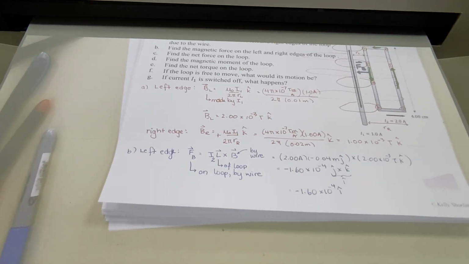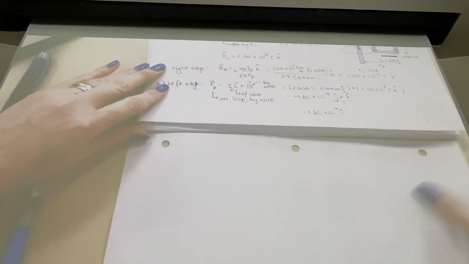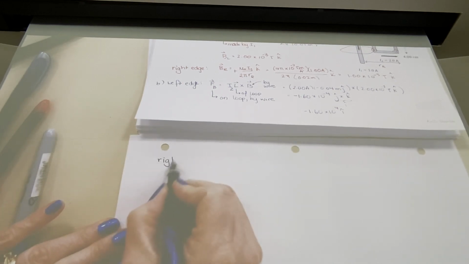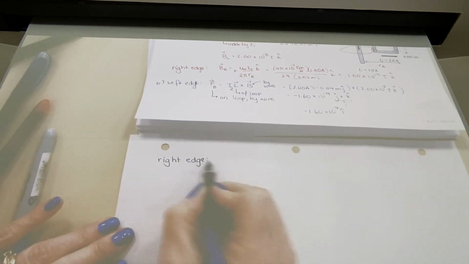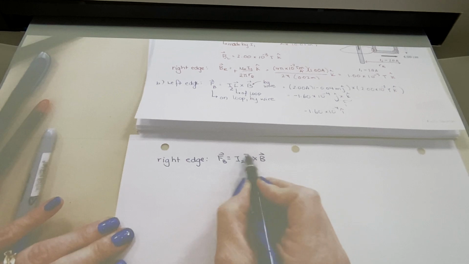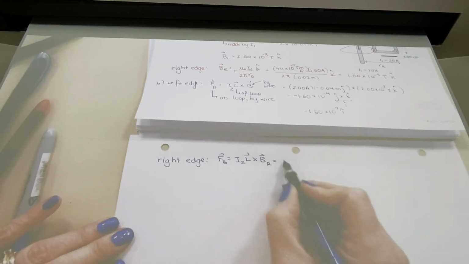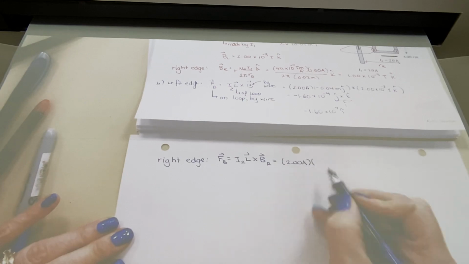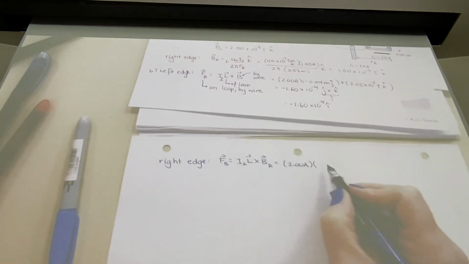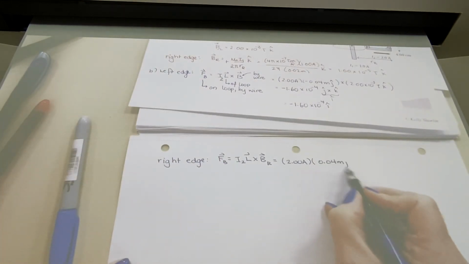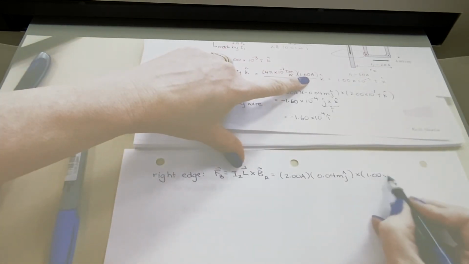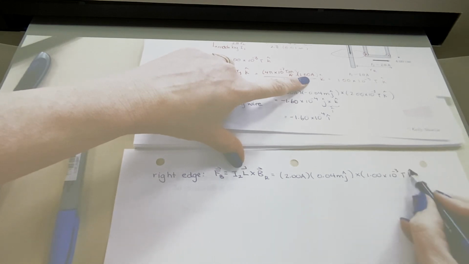Okay, the right edge of the loop, that one will go faster. So we'll do the same thing again, except it's in a different magnetic field. On the right edge, FB equals I2L cross B. This is the B at the right edge, so I've got my 2 amps. This time my length, the direction matches the current, it flows up, so it's going to be in the positive j direction. That's crossed with the magnetic field at the right edge of the loop. That was 1 times 10 to the minus 3 Teslas k hat.